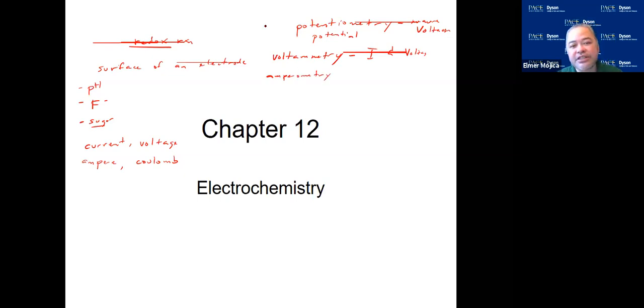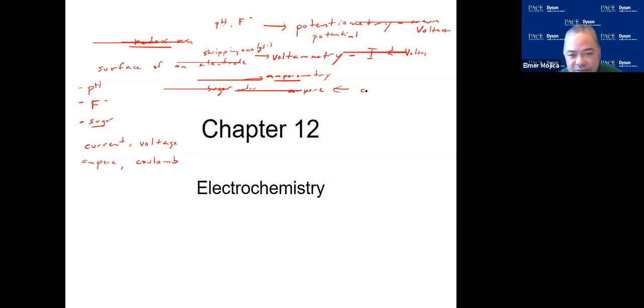You can also have amperometry. An example of potentiometry is your pH meter and the fluoride sensor that you're going to use this week. For voltammetry, usually you have stripping analysis for heavy metals. For amperometry, the classic example is your sugar meter. In amperometry, you look at the measurement of electric current. Ampere is the root word. Ampere is the unit of current.